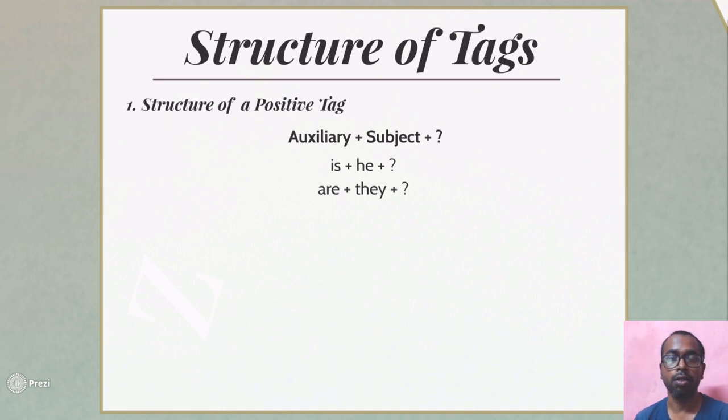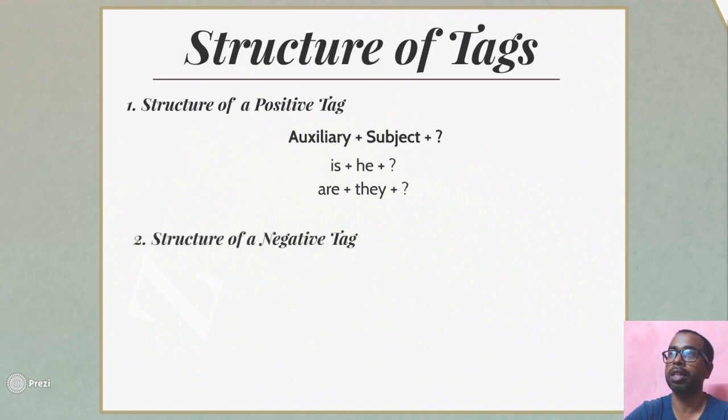Let's have another example. Are they? Let's make a simple sentence with that. They are not happy with the movie. Are they? So here again, you see, they are not happy with the movie. That's a negative statement, and that's why the positive "are they" has been added to that sentence, right? Let's go for another example.